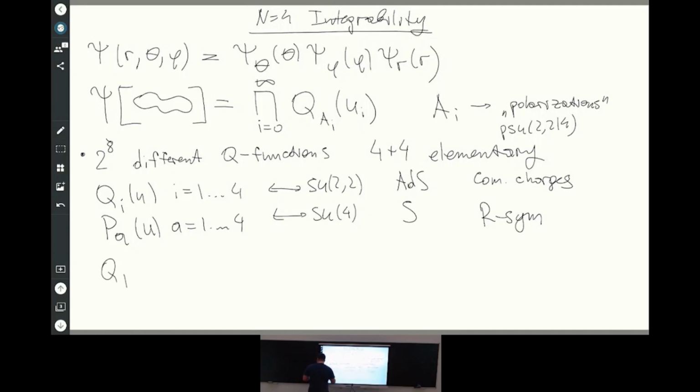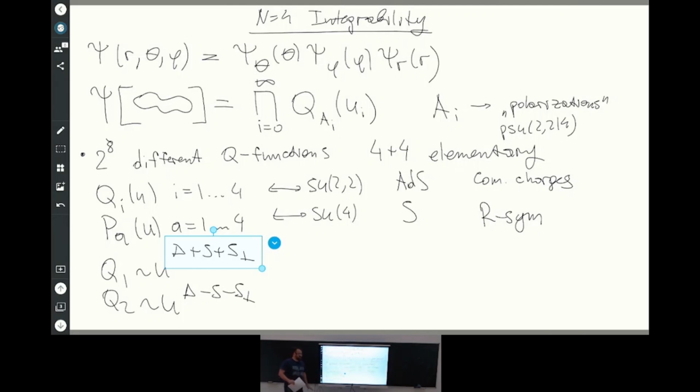They're fixed by the asymptotics, which correspond to the eigenvalue of the corresponding Cartan charge. I recall S as J, the spin, just to avoid any confusion. And S orthogonal: in general, you can also have spin in the orthogonal direction, which we will not consider today. For example, Q2 is something like delta minus S minus delta orthogonal, and so on. So the choice of these Qs is fixed by the asymptotics, and also P_a behave as u to the L, where L is the R charge of those operators.